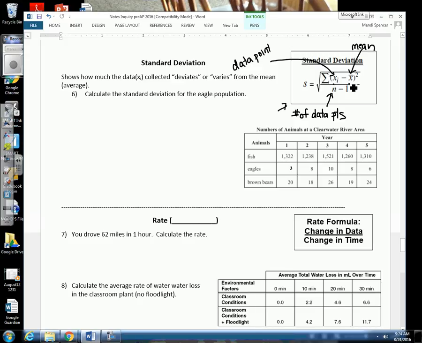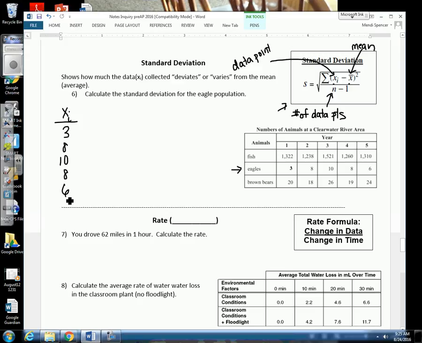Let's just list our data points. So I'm going to put an X with an I, and it says calculate the standard deviation for the eagle population. So these are the data points that I'm going to calculate the standard deviation for. My data points that I collected, I got a 3, 8, 10, 8, and 6.